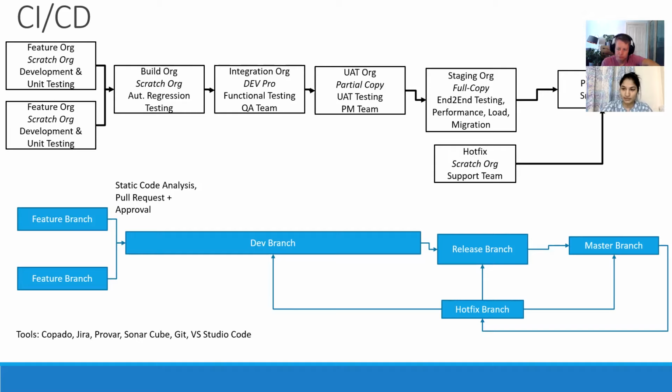That would be in the pipeline. Yes, this will be automated. So as soon as the developer does the unit test, the developer creates a pull request, and the pull request in turn spins up a Scratch org.